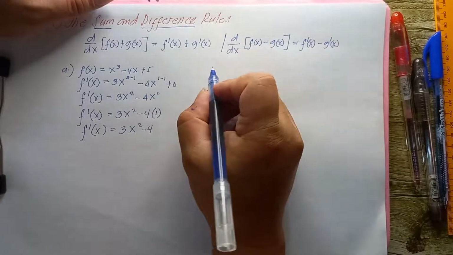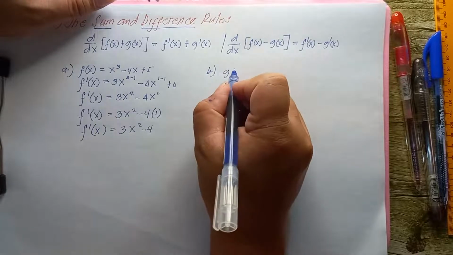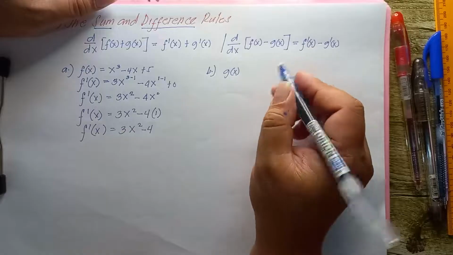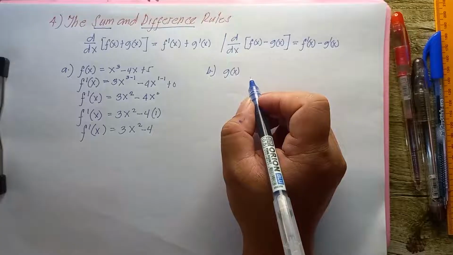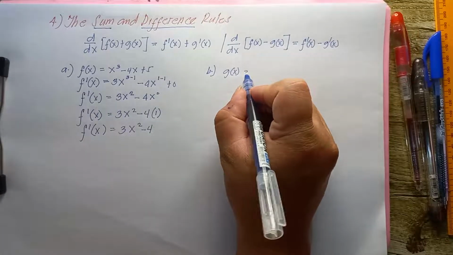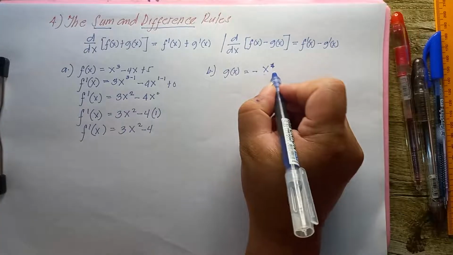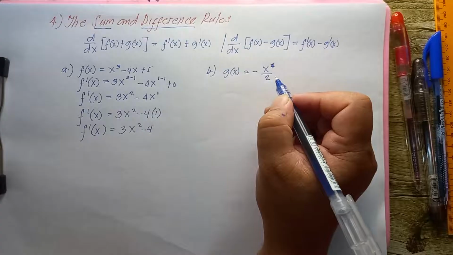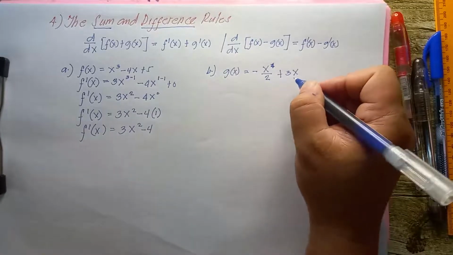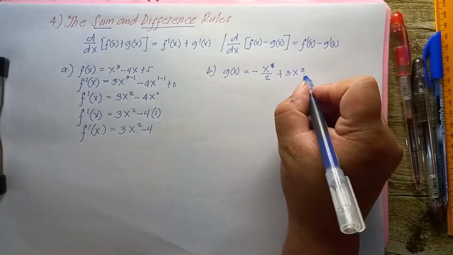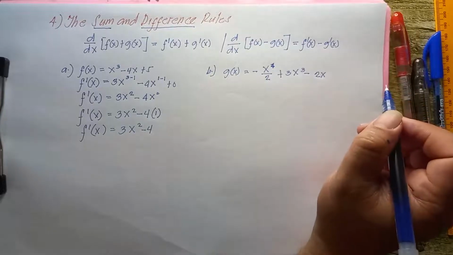Now another one, letter B. We have g of x is equal to negative x raised to 4 over 2 plus 3x raised to 3 minus 2x. So how do we do the problem?